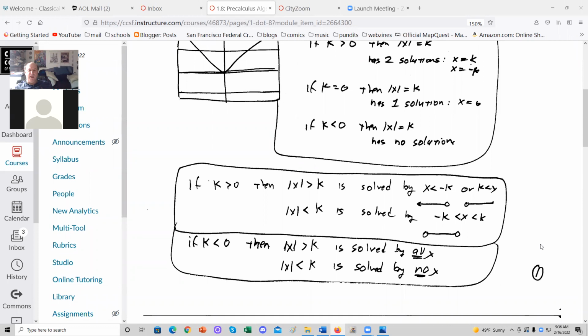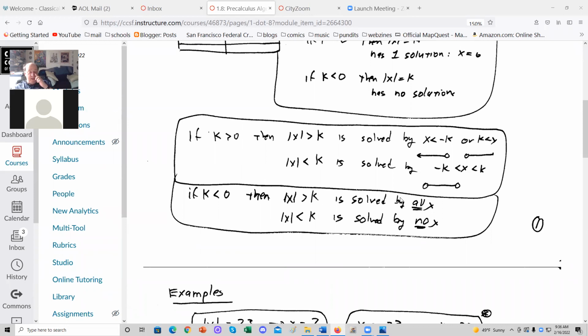For positive k, absolute value of x greater than k is solved by these two half lines pointing in opposite directions: x less than negative k or k less than x. If k is positive, then absolute value of x is less than k. It's solved by minus k less than x less than k, this open interval. These are all the points within k units of 0. These are all the points here beyond k units of 0.